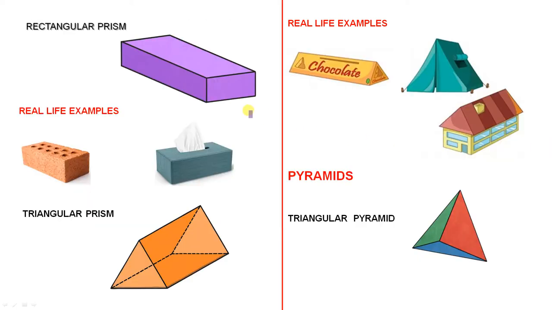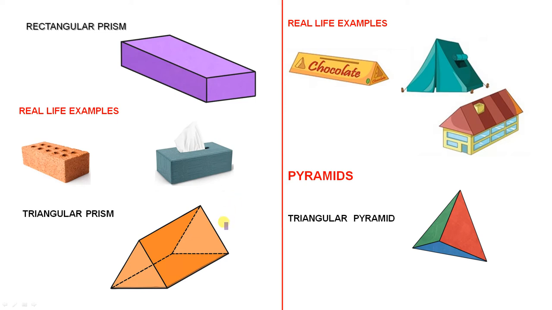We also have the rectangular prism, which is a rectangle here, and it continues on, and there's a rectangle on the other side. Now some real life examples here are the common house brick. Okay, there it is there. And also the tissue box.